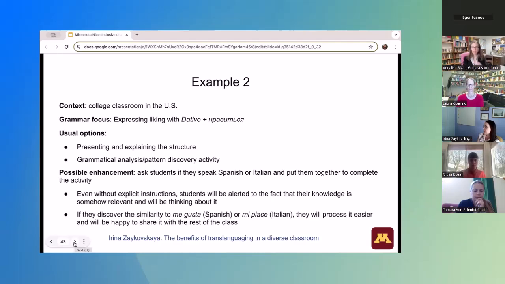Even without explicit instructions, they are alerted to the fact that their knowledge is somehow relevant, and they're going to be thinking about that. And chances are that they're going to discover the similarity to similar structures in Spanish or Italian. They're going to process it earlier, and what I find happens next is that they become the ambassadors of the structure in the classroom, and they help their peers and remind their peers how it works, and that gives them a confidence boost as well.